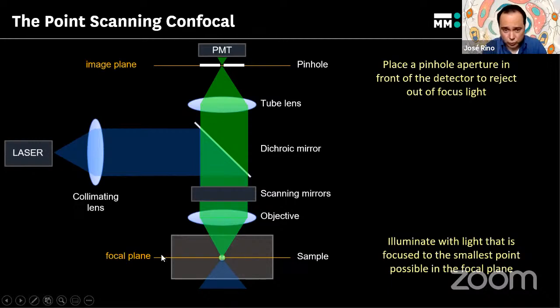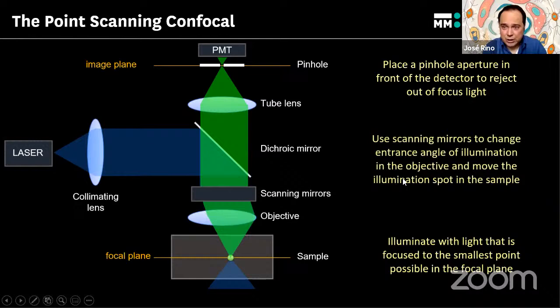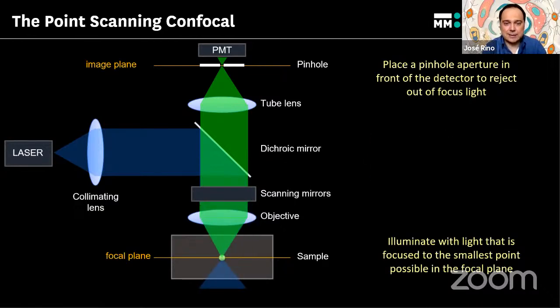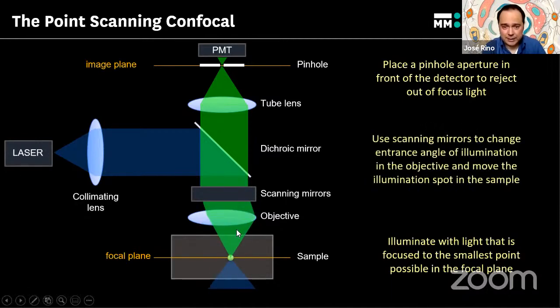In order to do the scanning of the sample, we have scanning mirrors that basically change the entrance angle of illumination in the objective, therefore moving the illumination spot. So these scanning mirrors will tilt, will move in X and Y, and will be able to move the illumination spot in the sample. This occurs very, very fast. So we are illuminating one point in the sample, collecting light from that point, integrating the signal on the photomultiplier tube, which will give us an intensity value that we place on the pixel in an image.